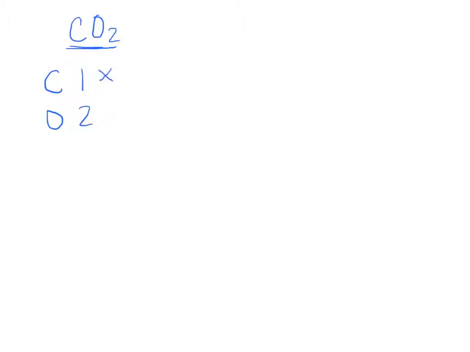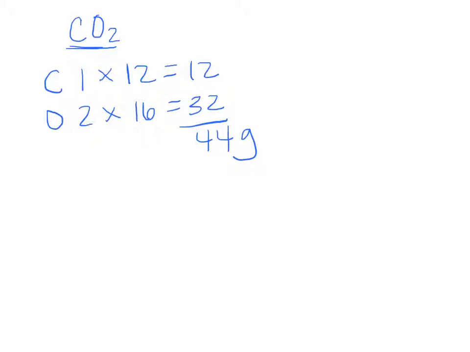Then I'm going to multiply it by the mass of a carbon, and so that's going to be a value of 12. Each oxygen is going to be 16. Do a little math here, 12, 32, and this works out to be, so carbon dioxide has a molar mass of 44 grams. So this basically means that 1 mole of carbon dioxide has a mass of 44 grams, and so we could use this as a conversion factor.